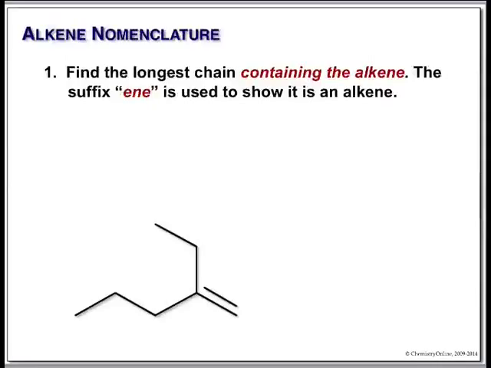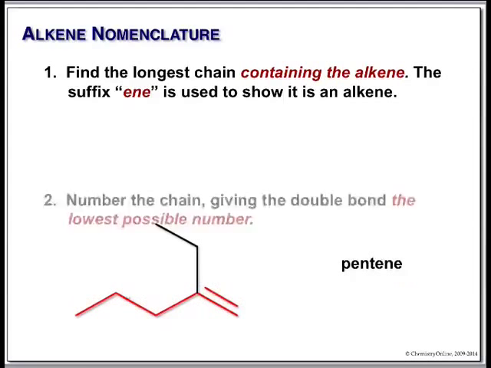We're going to take our parent for the number of carbons and add -ene to show it's an alkene. This is going to be our longest chain containing the double bond. That's simple. Number 2. 5 carbons, this is a pentene.